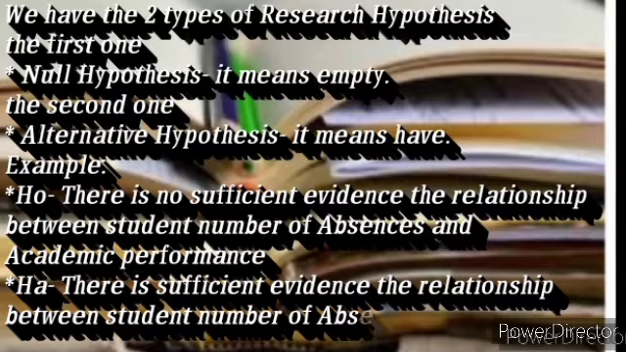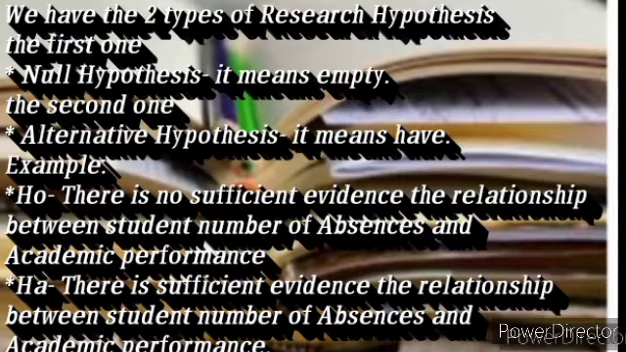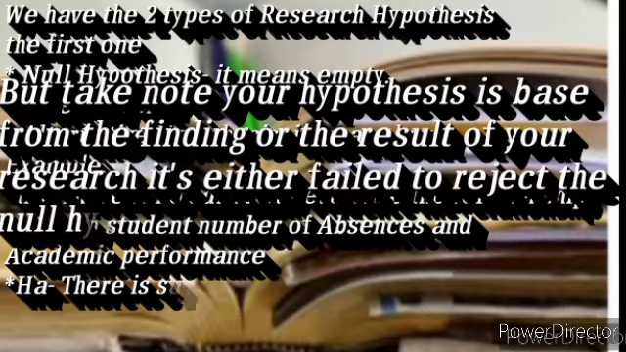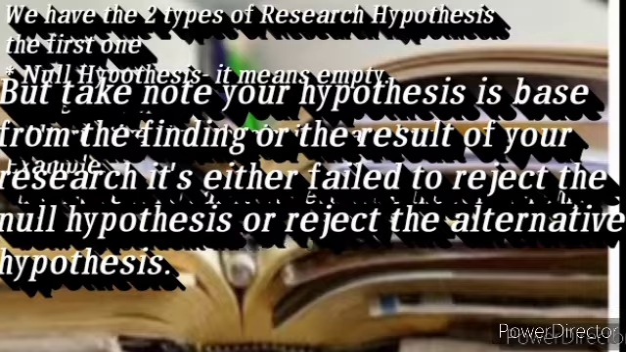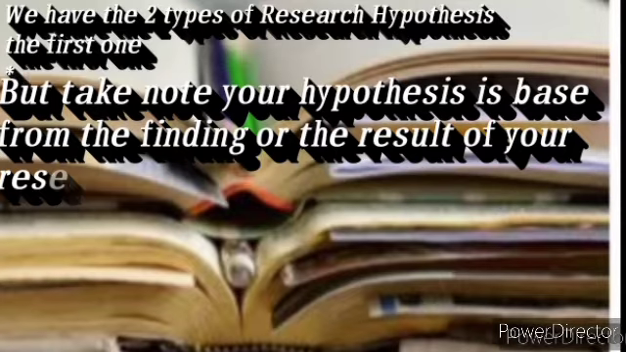Here is the example. The null hypothesis: there is no sufficient evidence of a relationship between students' number of absences and academic performance. The alternative hypothesis: there is sufficient evidence of a relationship between students' number of absences and academic performance. But take note, your hypothesis is based on the findings or the result of your research. It is either fail to reject the null hypothesis or reject the alternative hypothesis.